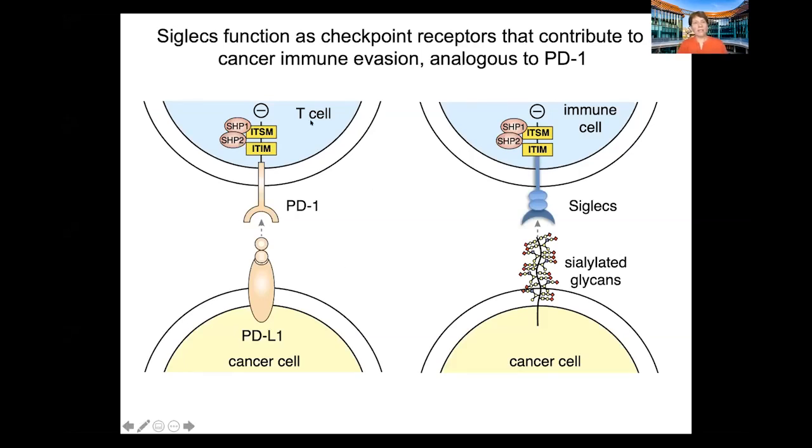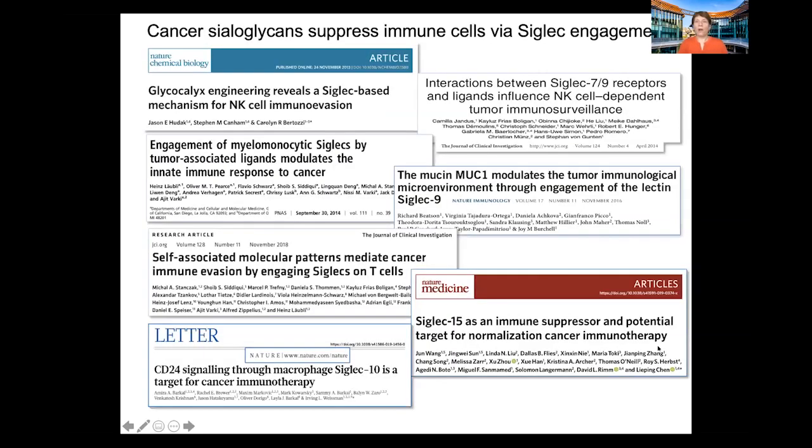So just as the T cell has a checkpoint receptor PD-1 that binds a ligand on the cancer cell, and we block this now with our immune therapies, we wondered whether Siglecs on immune cells could be binding sialoglycans on the cancer cell, and that could contribute to immune suppression, in which case blocking this interaction could be of therapeutic benefit. So all of this work kind of unfolded between around the year 2000 and 2010.